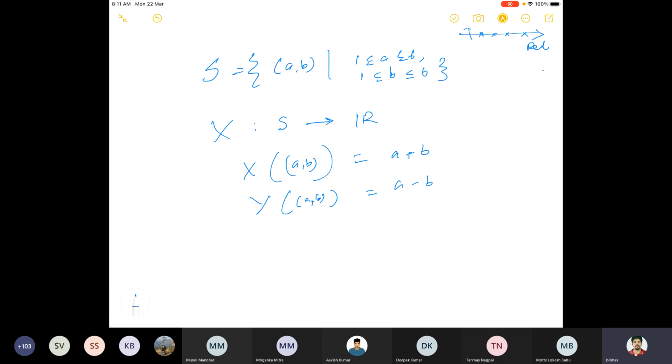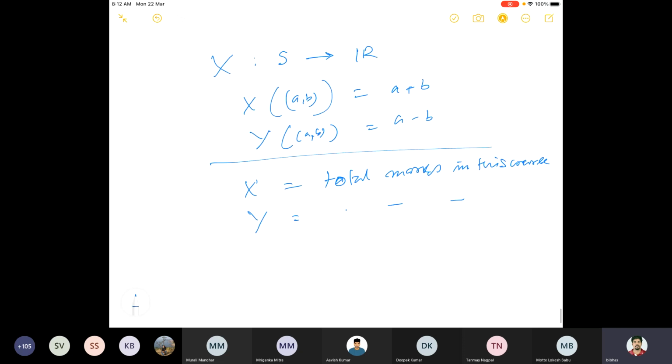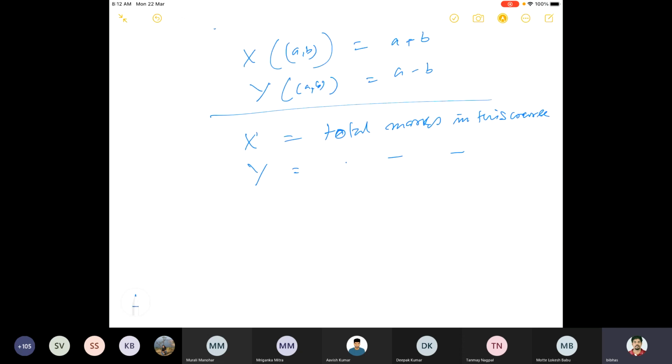Let's say I consider X as a random variable, the total marks in this course. And then I consider another course for the same set of students, and in the other course I have Y. Possibly I can then talk about, suppose I want to understand, the overall performance in this semester across all the different courses.